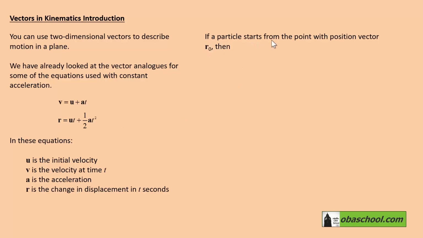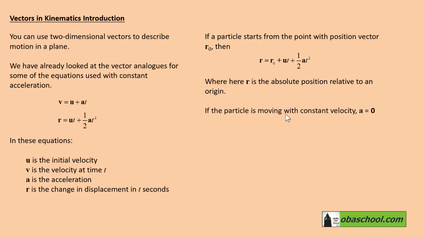If a particle starts from the point with position vector r0, then we can give r is equal to r0 plus ut plus a half at squared, where here r is the absolute position relative to an origin at time t. So without the r0, we get the change in displacement, but with the r0, we now know exactly where the particle is.